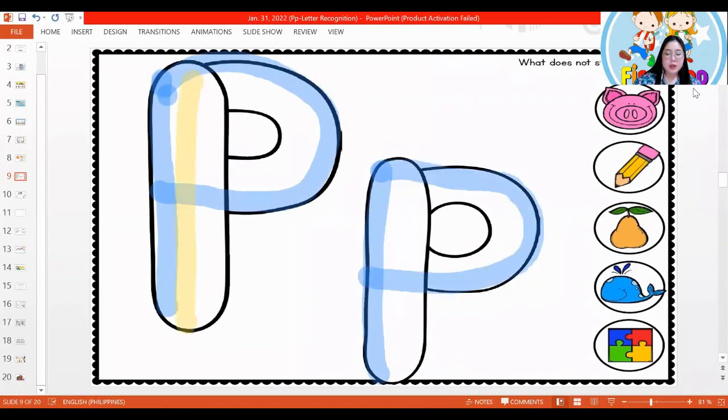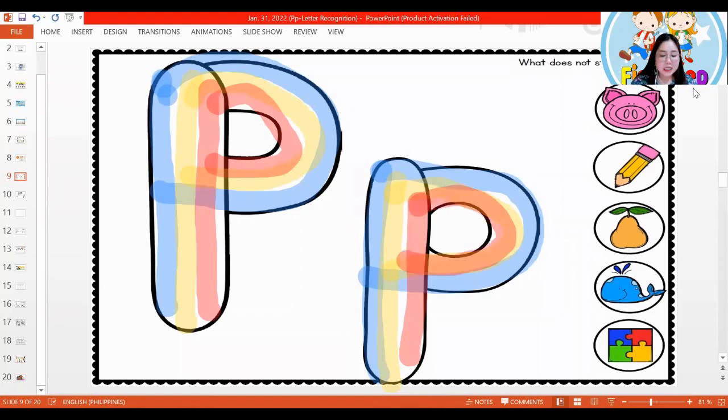So as usual, teacher will make a rainbow letter P. And how about you? You're going to use Play-Doh? Do you still have Play-Doh? Wow, that's very nice. So you can make your capital and your lowercase letter P just like teacher. And here on the side, we have pictures here.